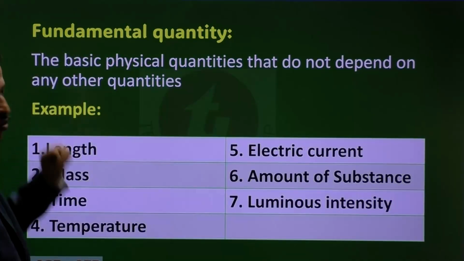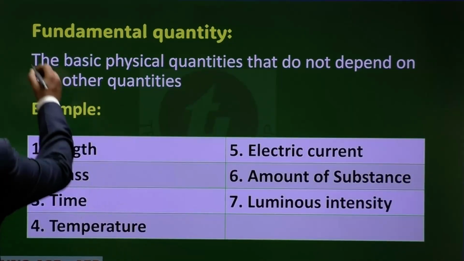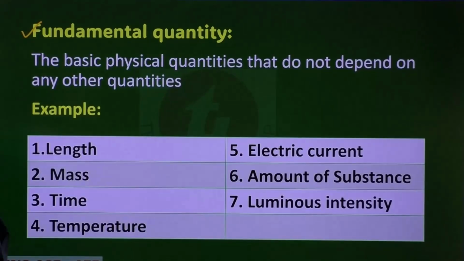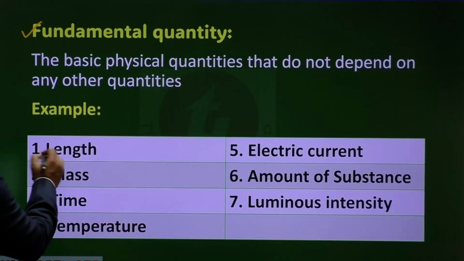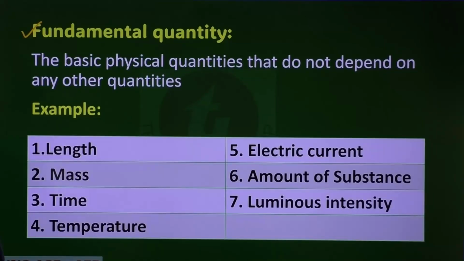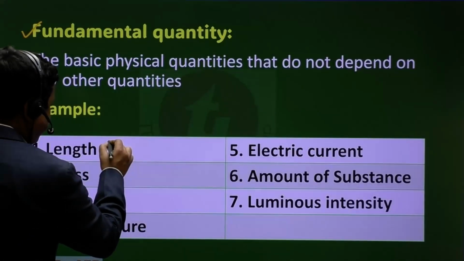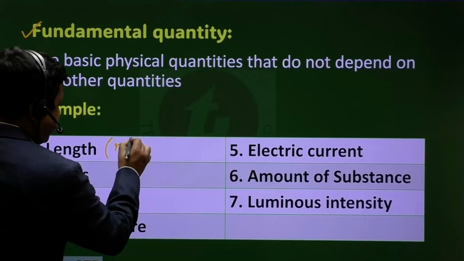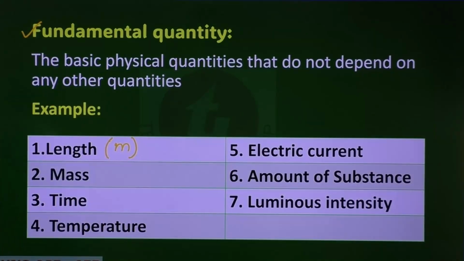And there are 2 different types of quantities. One is fundamental and another one is derived. Which are fundamental quantities? The quantities which are independent of any other quantities, like say length. The unit of length is meter, and that is independent of any other quantities, right? So that is a fundamental quantity.